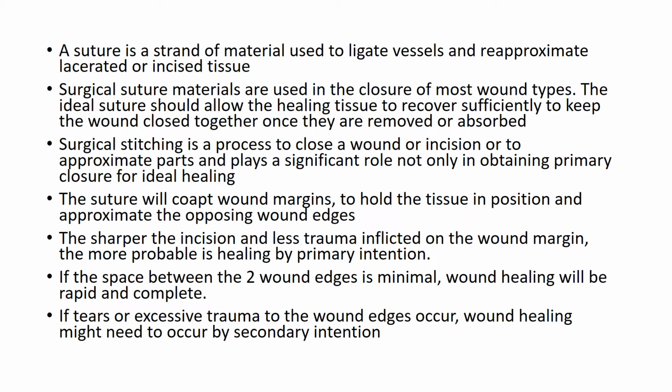A suture is a strand of material used to ligate vessels and reapproximate lacerated or incised tissue. Surgical suture materials are used in the closure of most wound types. The ideal suture should allow the healing tissue to recover sufficiently to keep the wound closed together once they are removed or absorbed. Surgical stitching is a process to close a wound or incision or to approximate parts, and plays a significant role not only in obtaining primary closure for ideal healing.